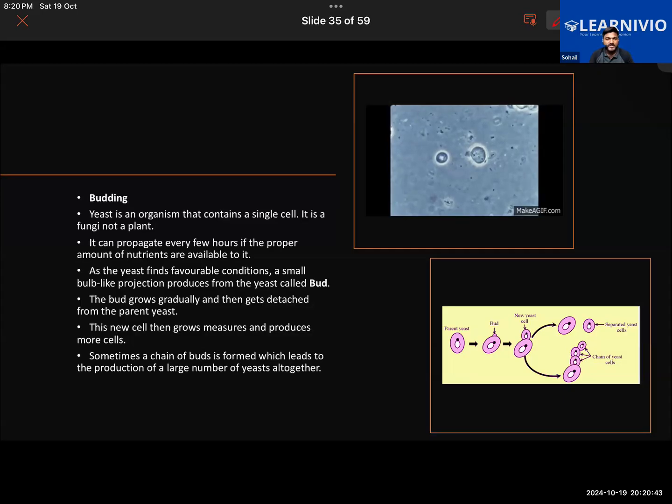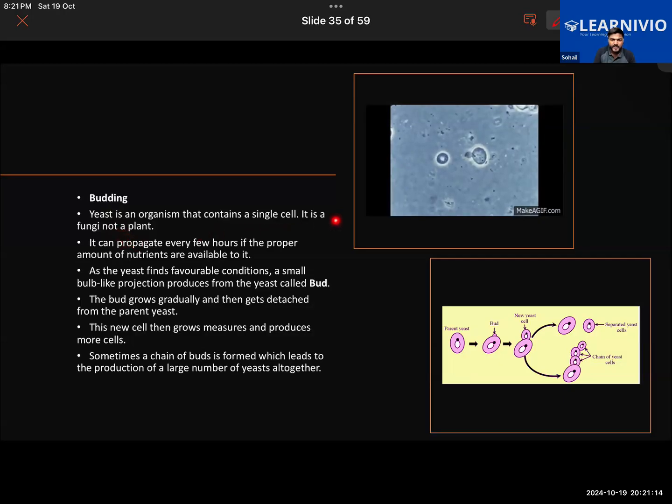The reason we are studying budding here is that budding is observed in the case of fungi, and fungi is not a plant. Many times students and people confuse fungi with plants, but it is not a plant. That's why we are learning about how fungi reproduce, merely because of this confusion.